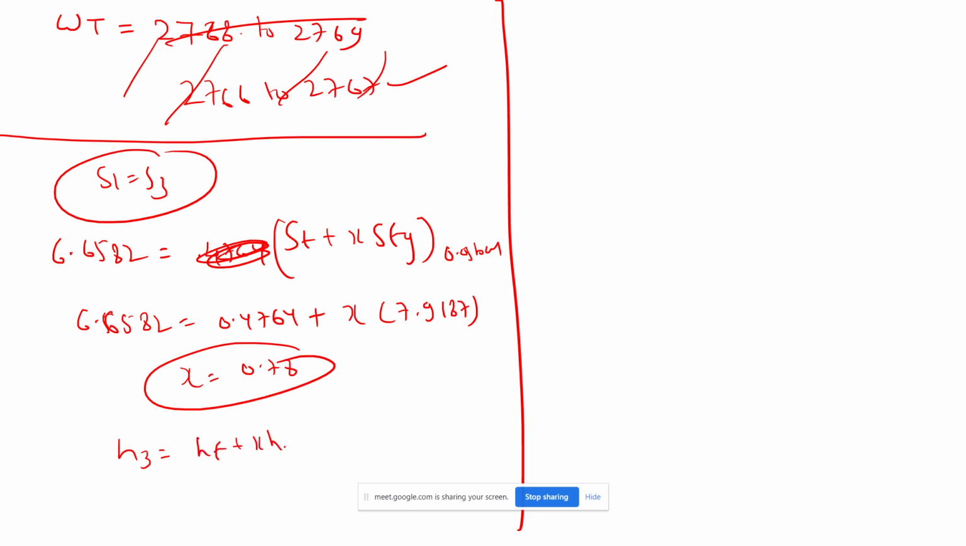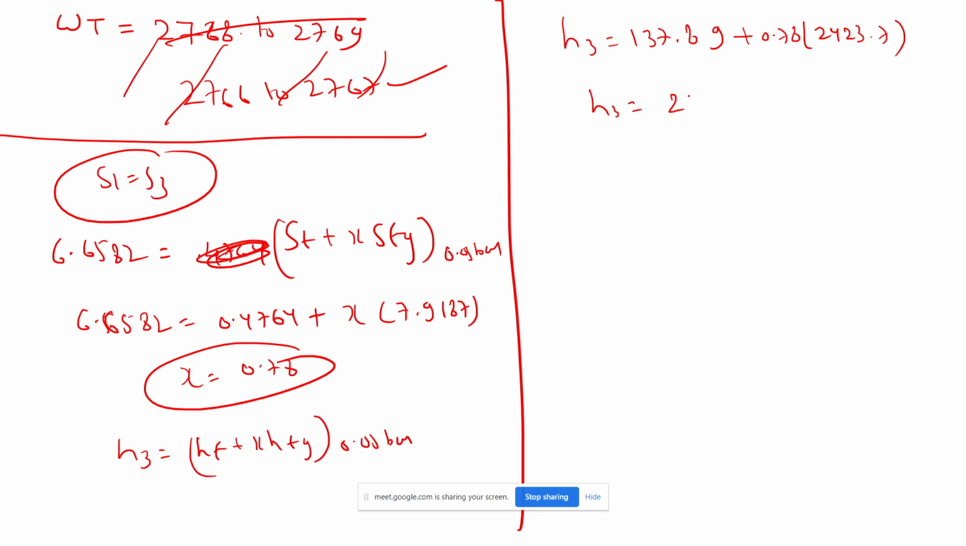H3 equals HF plus X into HFG, at 0.05 bar pressure. So H3 equals 137.89 plus 0.78 into 2423.7. What is the value of H3 you are getting? 2028.29 kilojoule per kg.